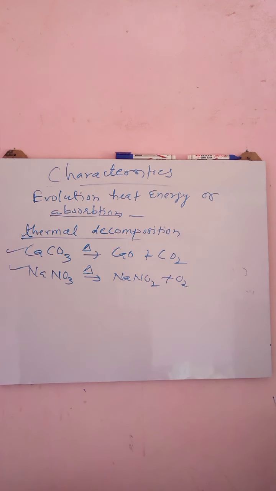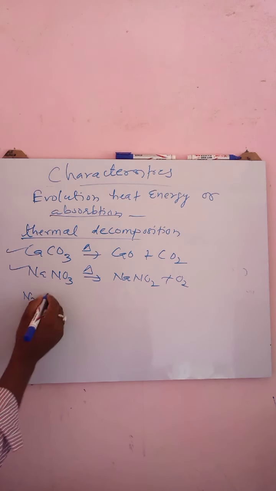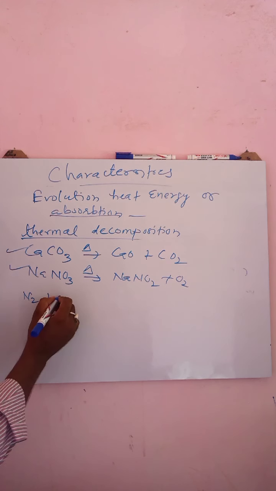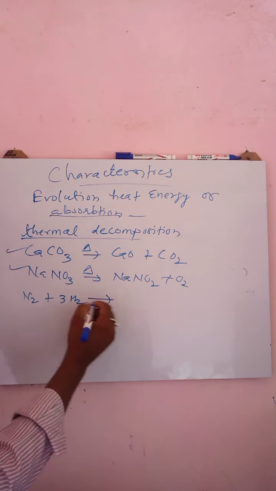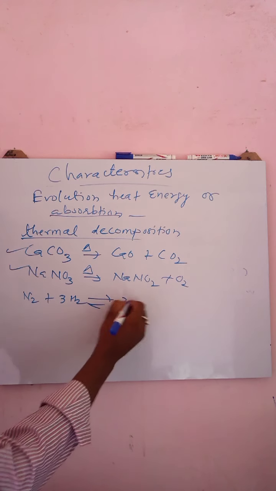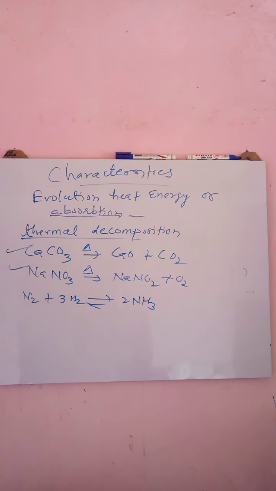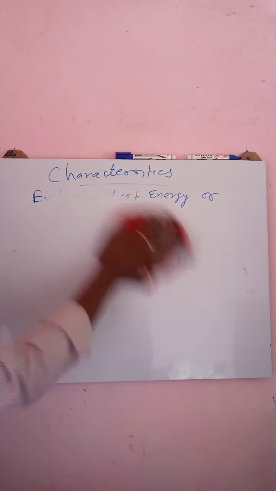Right? And some chemical reactions are exothermic in nature as well. For example, N2 plus 3H2 gives 2NH3. This chemical reaction is a type of exothermic reaction, means it takes place by the evolution of heat energy. Right? So I hope you people understood the characteristic properties of a chemical reaction.